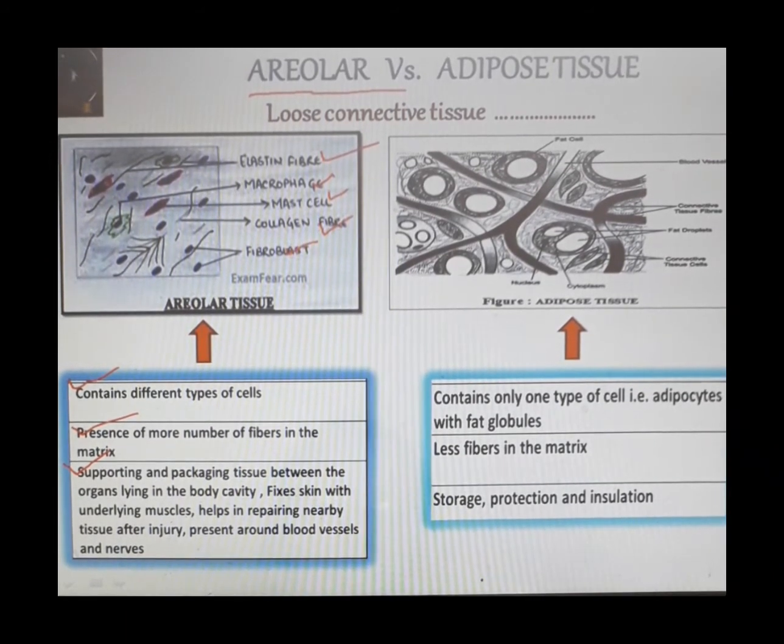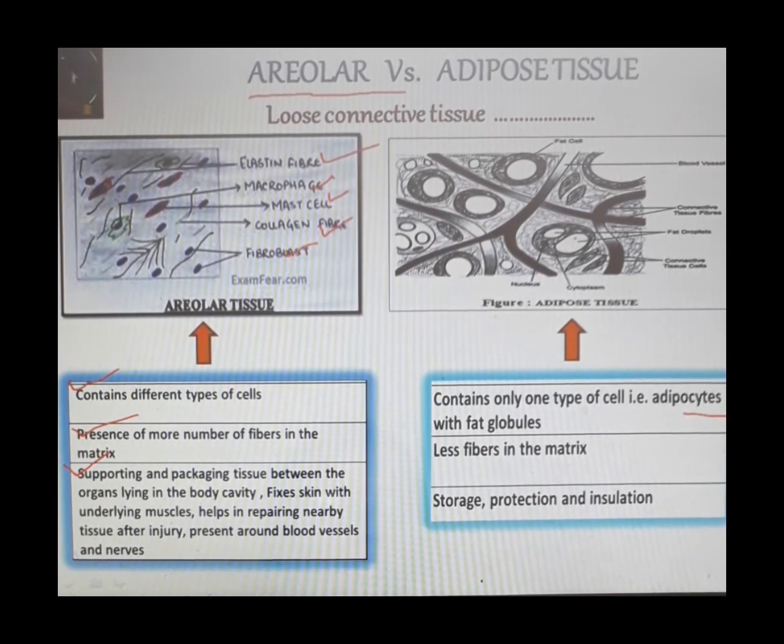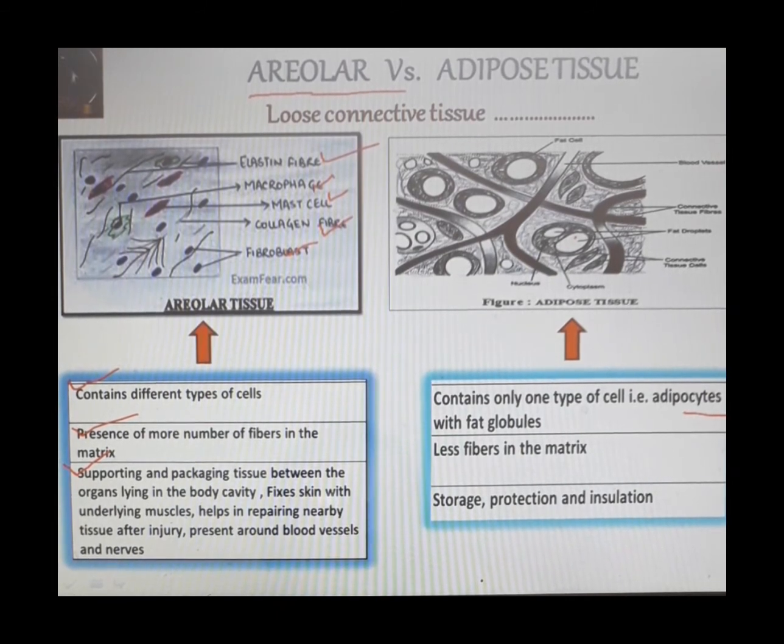Now let us talk about the adipose tissue. As you can see here, the adipose tissue shows the presence of only one type of cell called adipocytes. In the areolar tissue, many types of cells were there, but in the adipose tissue only one type of cell is there, and that is adipocytes. These adipocytes are going to store fats in the form of fat globules. Can you see these structures here? These all are the fat droplets which are known as fat globules. Their main function is to store fats.